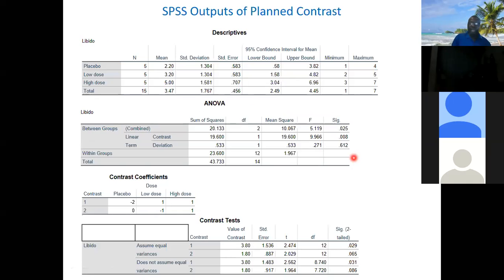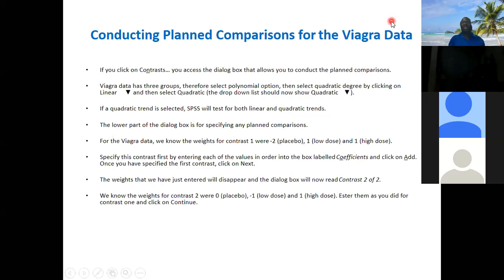So let's go and run it now. Any question before we run? Any question with the contrast issue?